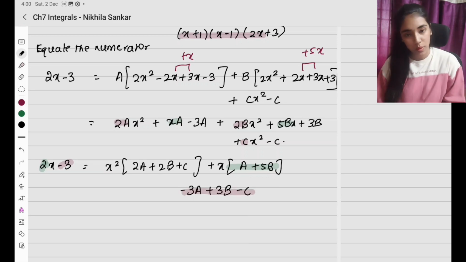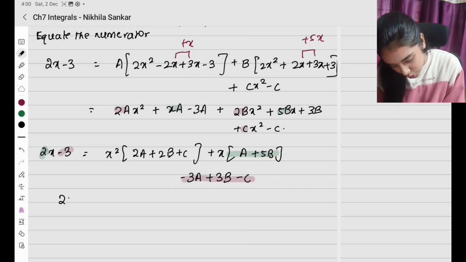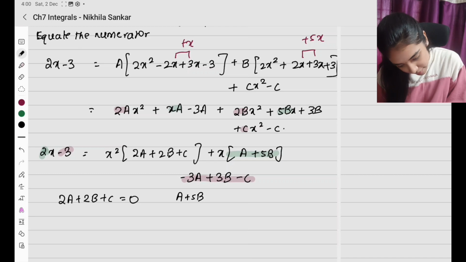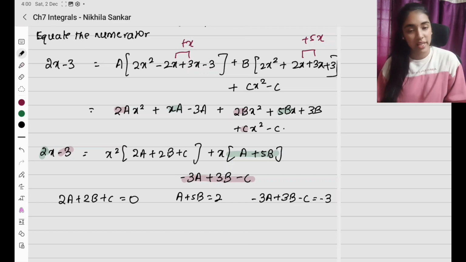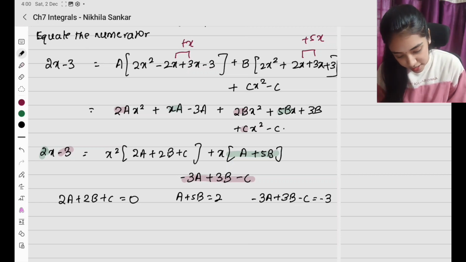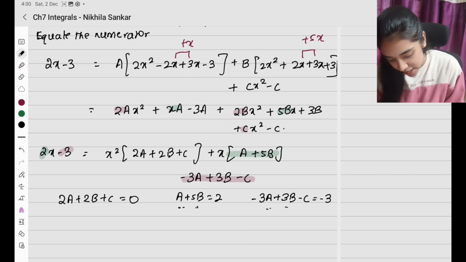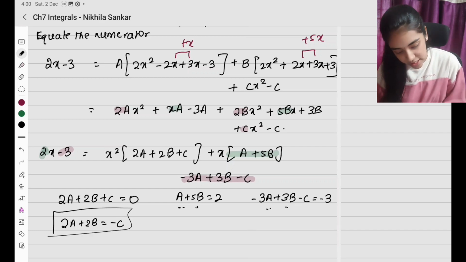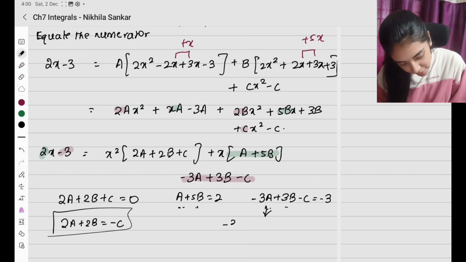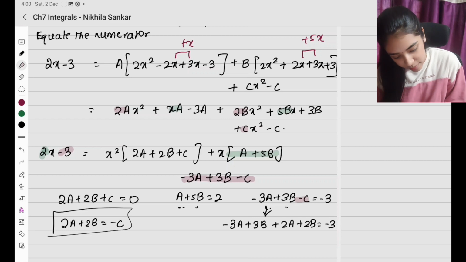Okay, so now I can equate. What do I have? First, 2a plus 2b plus c has nothing, so it's 0. Then a plus 5b equals 2, and minus 3a plus 3b minus c equals minus 3. Okay, so now from the first what do we get? Here I see I have variables a and b. So can I make it so that a and b come here? So basically I can write this as 2a plus 2b equals minus c. So can we substitute this here? When I substitute it here, instead of minus 3a plus 3b minus c, it is going to be plus 2a plus 2b equals minus 3. Okay, did you understand what I'm doing? Here there is minus c, instead of that I'm substituting this.